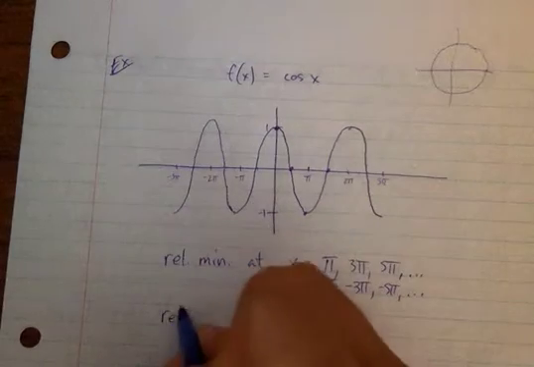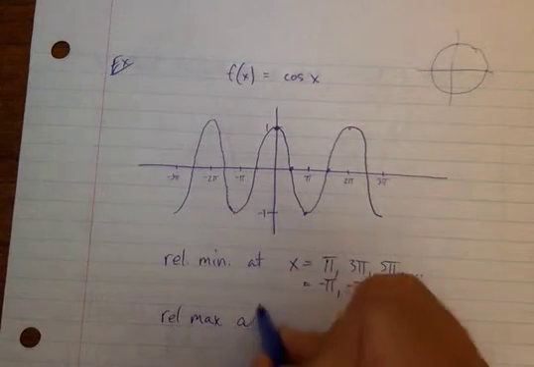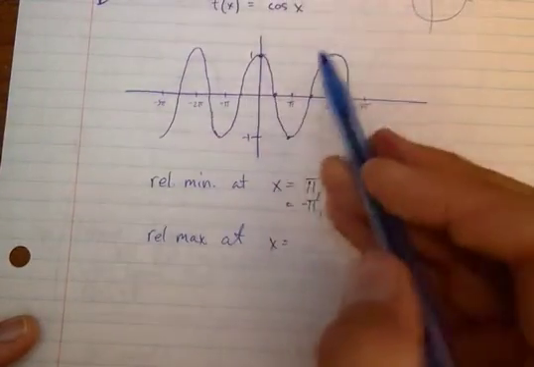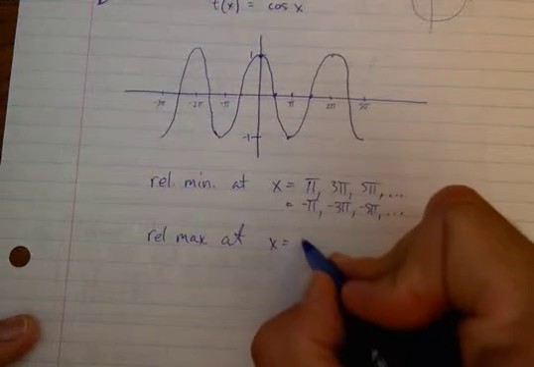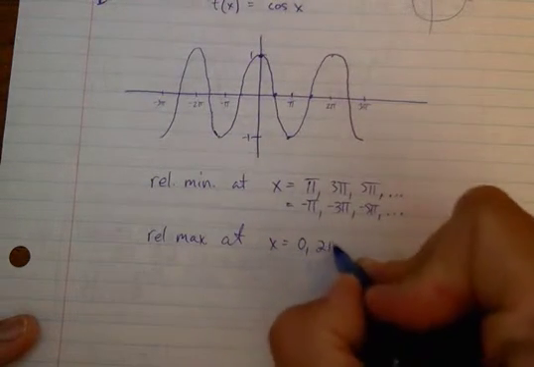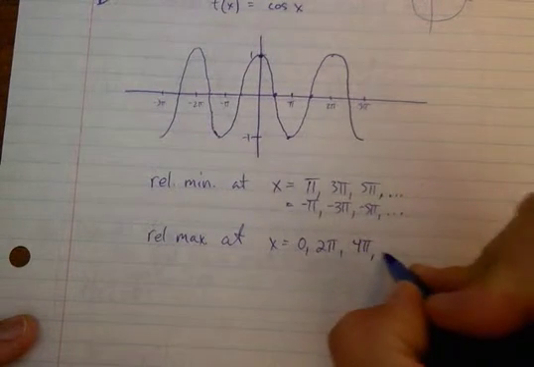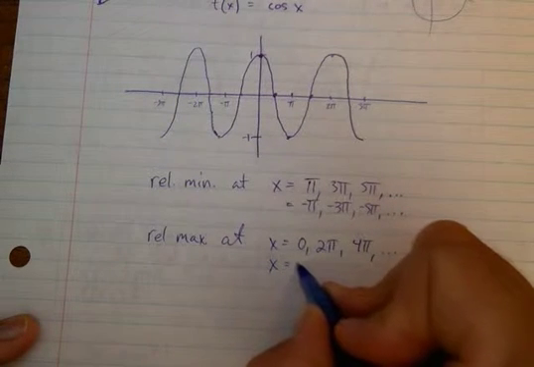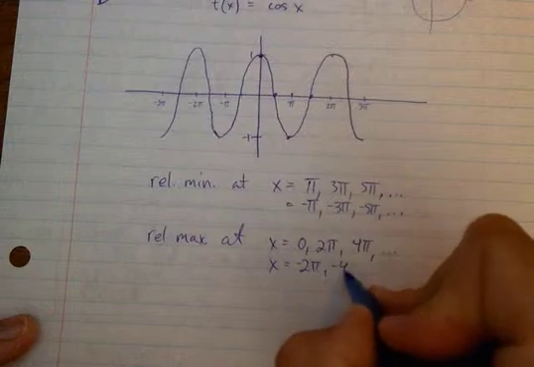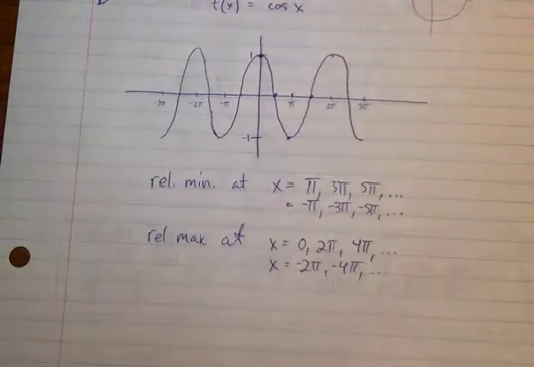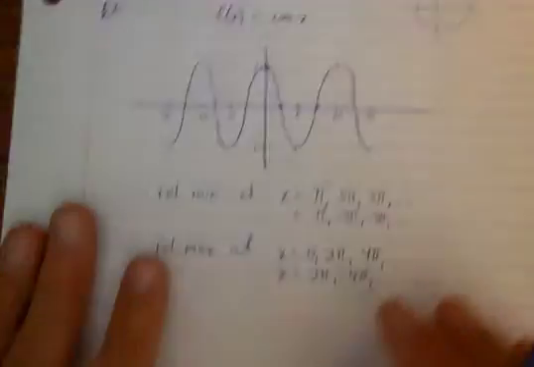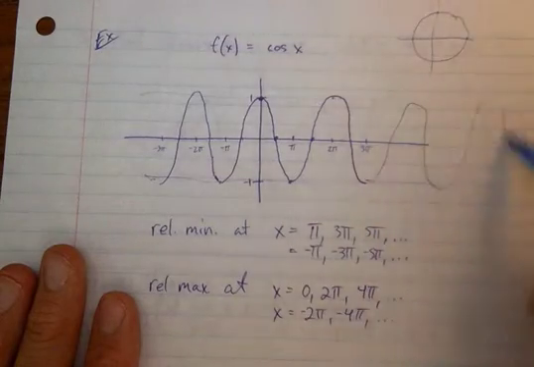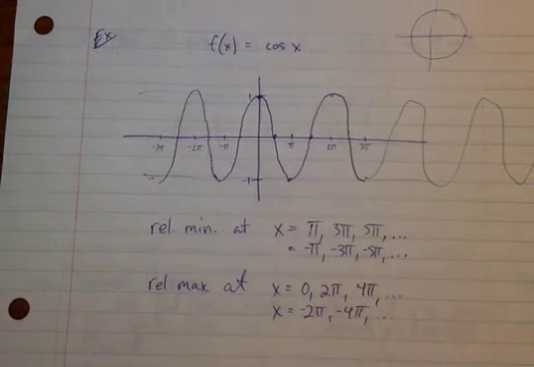We have relative maxima at x equals, and where are we here? 0, 2 pi, okay. At 0, 2 pi, 4 pi, onward to infinity. And then relative maxima also in the negative direction, negative 2 pi, negative 4 pi, onward to infinity. Are there any absolute maxes or mins? No, because it's going to be repeating infinitely, and it's never going to be higher or lower at any point.